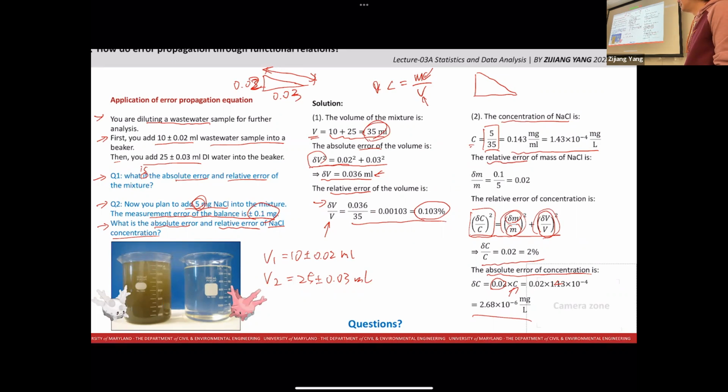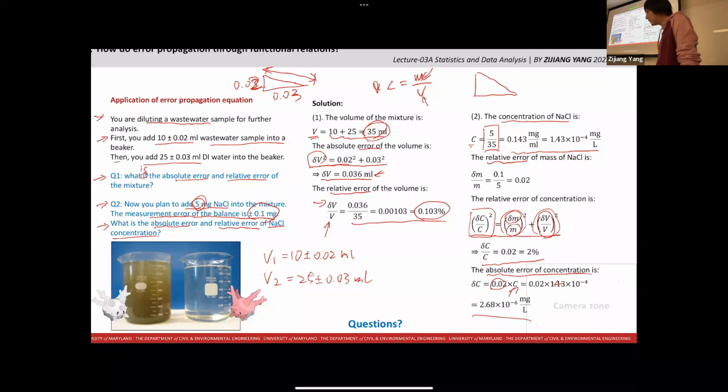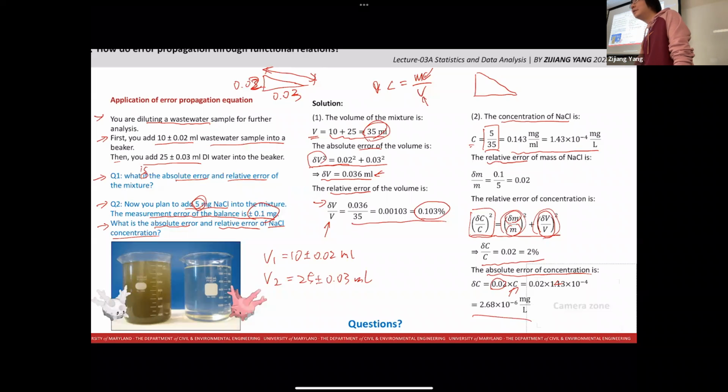Any more questions? Yes. How do you know when to do the division for the relative error and when to do the other one? For the second question, how do you do the division? Oh, yes, because this is a concentration. First, we list the equation to calculate the concentration, and we know that this is a division. Gotcha. Okay. Any more questions? No?